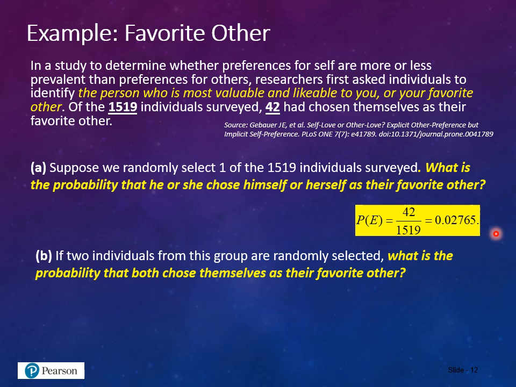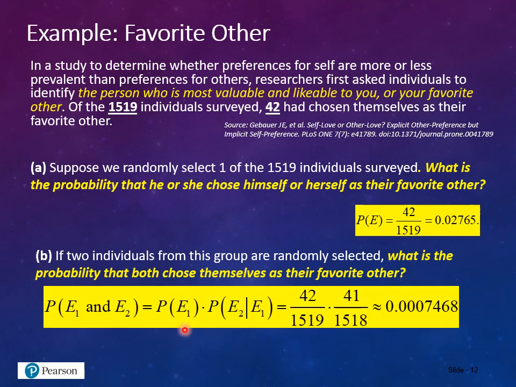If 2 individuals from this group are randomly selected, what is the probability that both chose themselves as their favorite other? Okay. So we could do the same kind of tree diagram again, and in this case we're looking for themselves versus other, so I guess TT instead of OT or TO or OO. Okay. So remember, the probability of E1 and E2 is the probability of the first one times the probability of the second one given the first one.